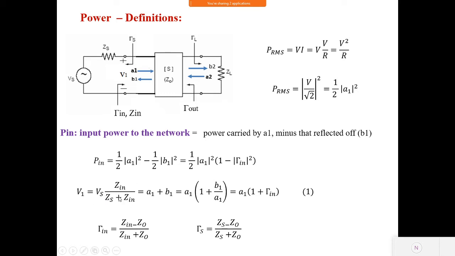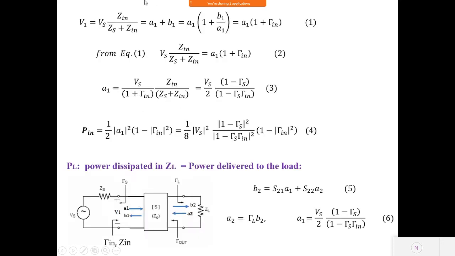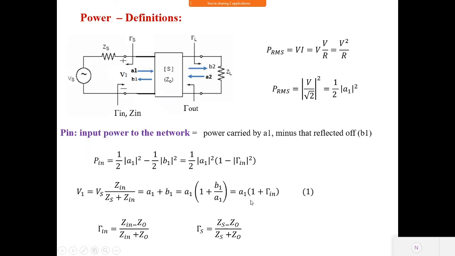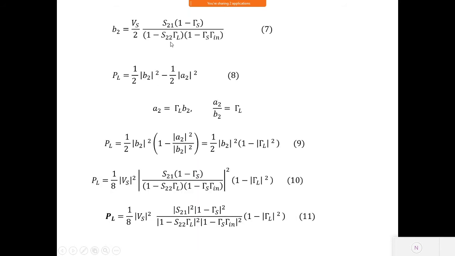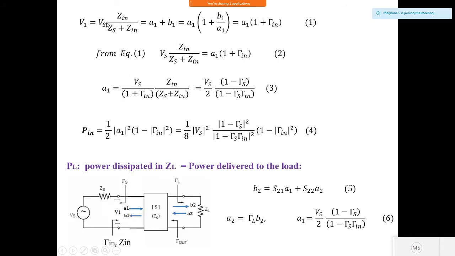So Vin we can write this way also, and also you can write like this. This is a voltage, and the same V1 can be written like this, and also like this. Now taking this and this, both are the same here. V1 can be written like this, and also like this. So this is equal to this one, plus 1. Now rearranging this equation, you can get A1, that is the incident wave at the input port.